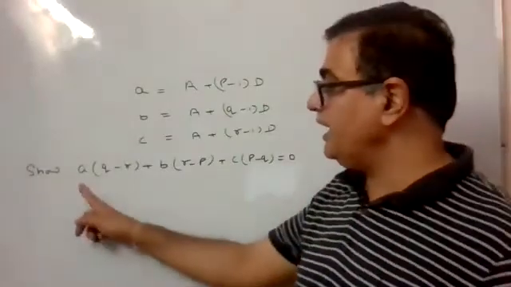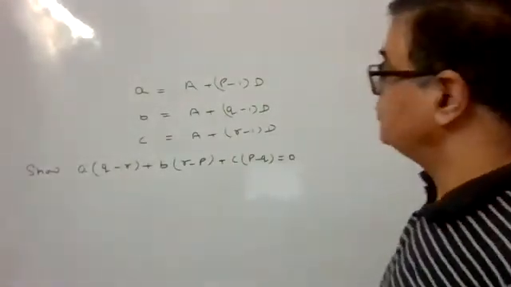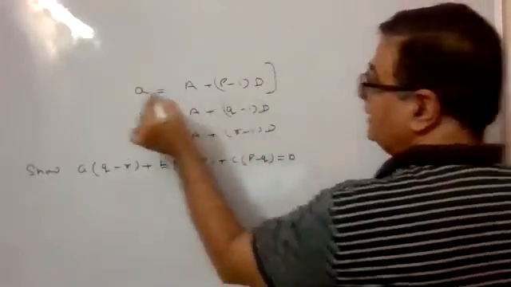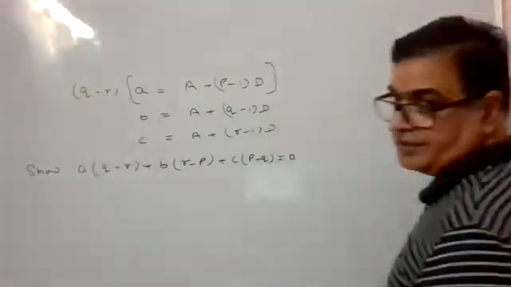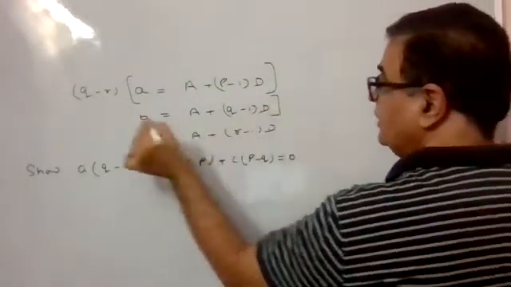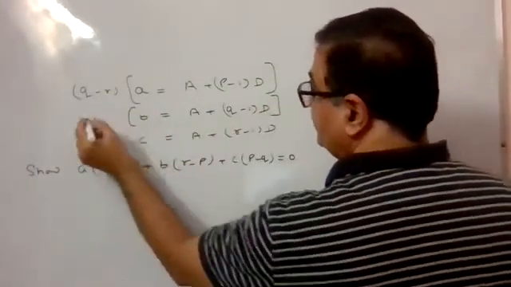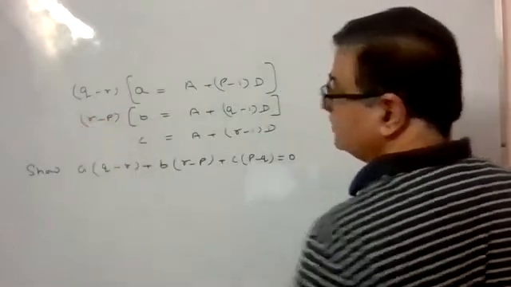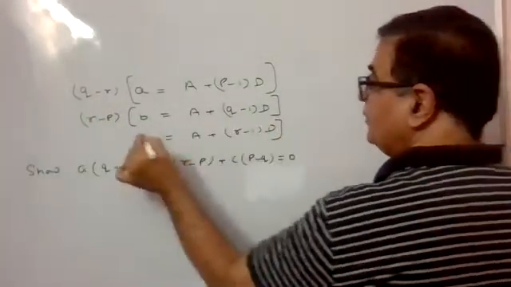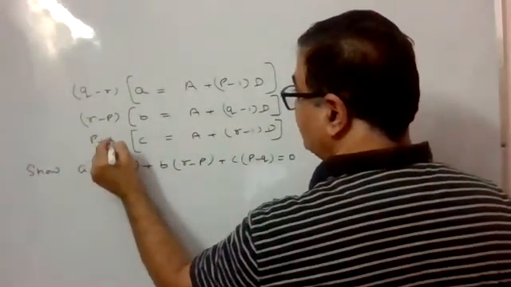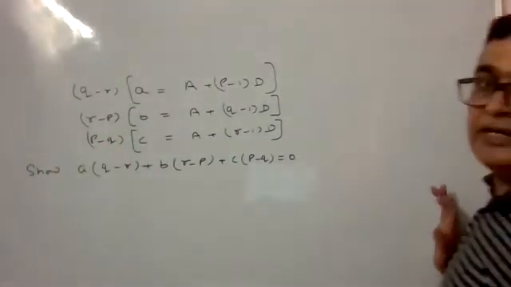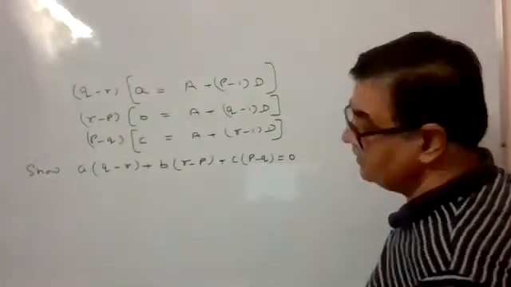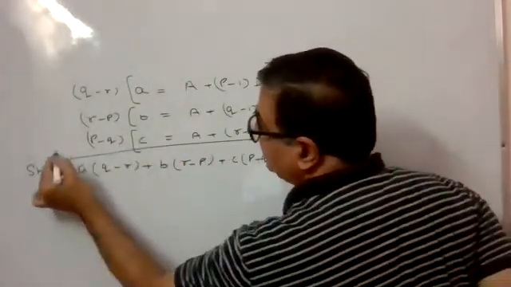Now I want A times q minus r. So what I do here, I will multiply this equation by q minus r on both sides. This equation we want to multiply with r minus p. And the third equation we will multiply with p minus q. You have multiplied all three. Now we add them. We are adding these three.